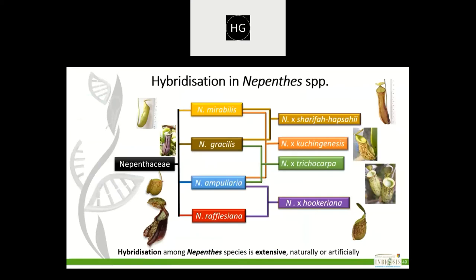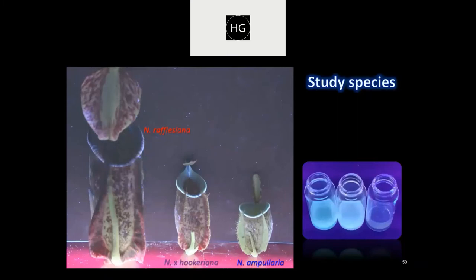Okay, so as I mentioned, these three species that we are interested in have very drastic differences in morphology. You can see this ampullaria was used on the lemang just now. And this hybrid has an intermediate morphology between the true carnivore, Rafflesiana, and ampullaria, with the special character that it can take leaf litter as an input for nutrient acquisition.